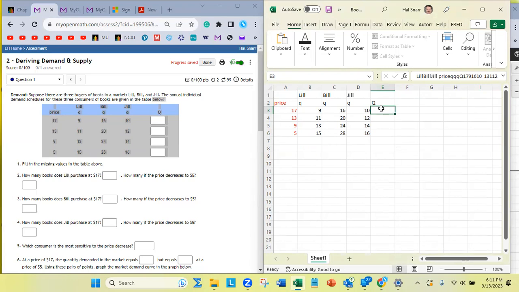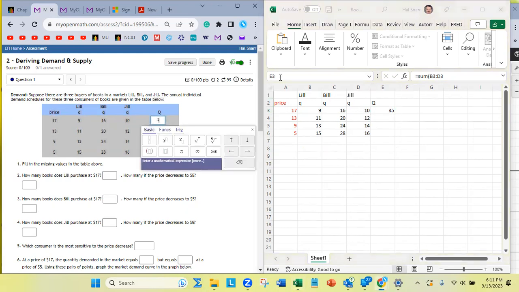The way you do that is you're going to double click on cell E3 here. You might have to backspace because it copied in some spaces from HTML. Type equals sum, and then highlight the quantities. There's 3 quantities right there, right? There's the quantity for Lil, the quantity for Bill, and the quantity for Jill, and then hit enter. So if Lil, Bill, and Jill are the entire market, then the quantity demanded in the market is 35. So we can come over here and we type 35 here.